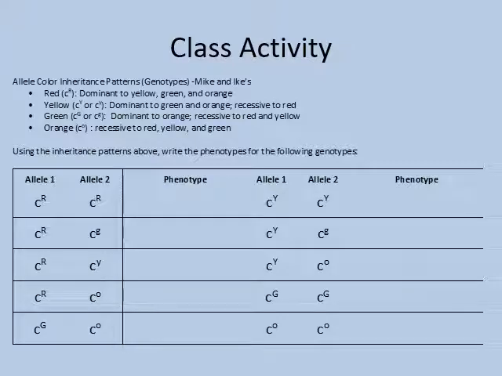So we're looking at allele color inheritance patterns or genotypes. Normally we do it with Mike and Ike's. If you wanted to, you could go buy some Mike and Ike's and actually do this, but you don't need to. If you just want an excuse to go buy candy, go ahead and use it.